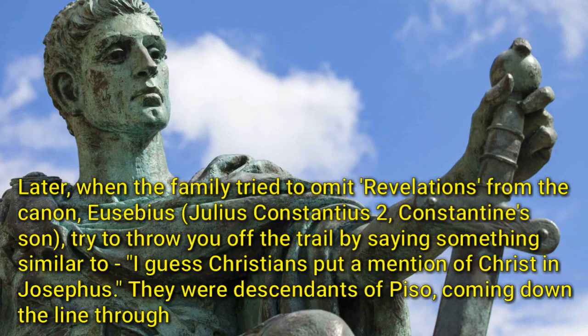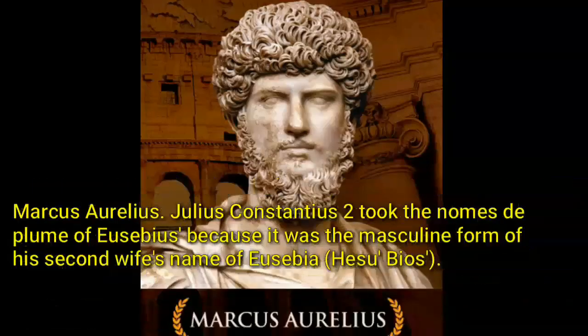Later, when the family tried to omit Revelations from the canon, Eusebius Julius Constantius II, Constantine's son, tried to throw you off the trail by saying something similar to, "I guess Christians put a mention of Christ in Josephus." They were descendants of Piso, coming down the line through Marcus Aurelius. Julius Constantius II took the nom de plume of Eusebius because it was the masculine form of his second wife's name of Eusebia, Jesu, Bios.